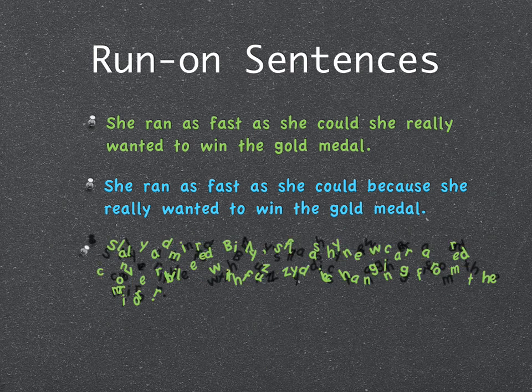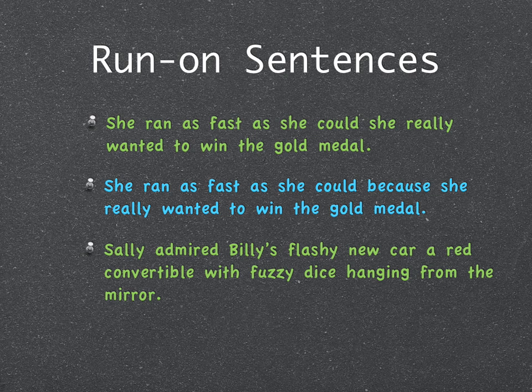Here's another example of a run-on sentence. Sally admired Billy's flashy new car, a red convertible with fuzzy dice hanging from the mirror. In this second example, there is an independent clause and a dependent clause. The second clause in the sentence cannot stand alone. These two clauses need to be combined through punctuation.